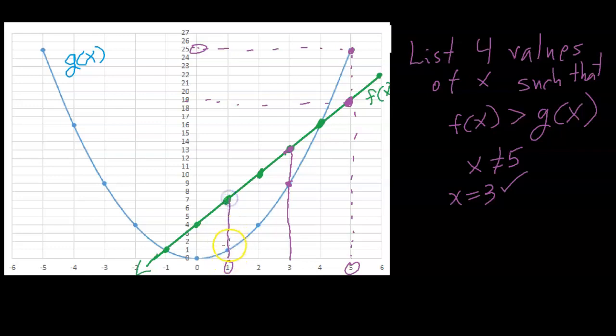Okay, at this point, the value of g of x is down here. It's equal to 1, but the value of f of x is up here. It's equal to 7, right? So at x equals 1, f of x is greater than g of x.